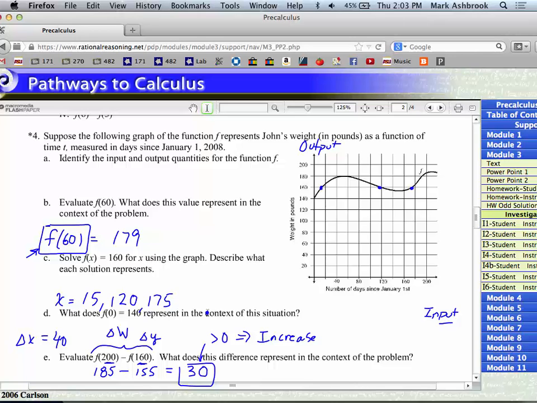Okay, so, but why all that? So isn't f of 200 minus f of 160 just f of 40? Can I just do it that way? Why not? So tell me why not, Anna.